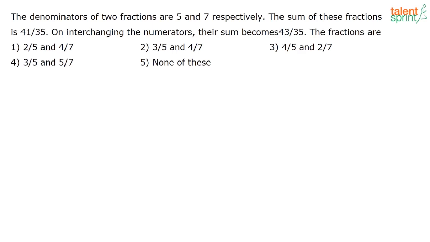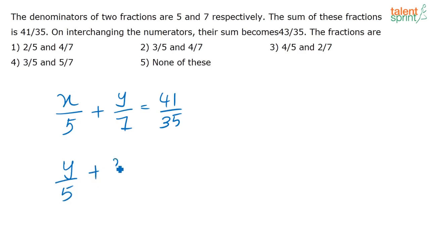Okay, let's start solving this question. So see, there are two fractions, okay? One fraction has a denominator 5 and another fraction has a denominator 7. So I am just going to take the numerators as x and y here. Now the sum of these fractions is given as 41 by 35. Now interchanging the numerators, that is the numerator of this fraction is now becoming y and the numerator of this fraction is becoming x, the sum is becoming 43 by 35.